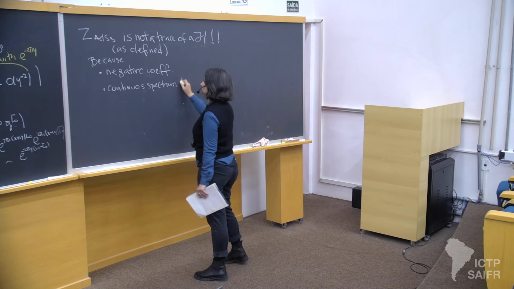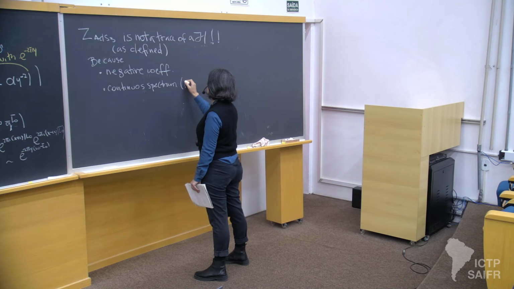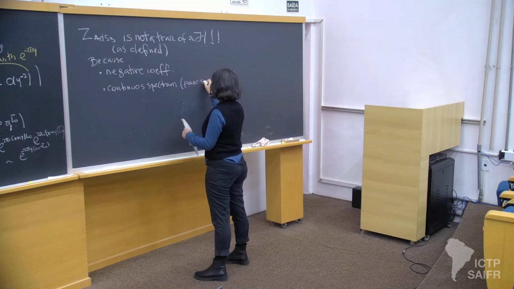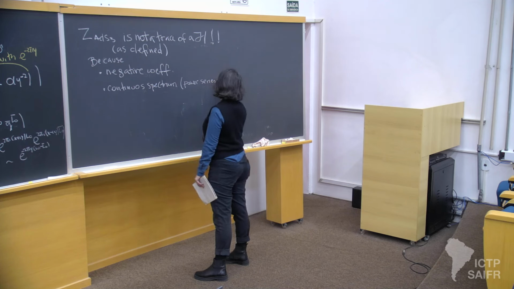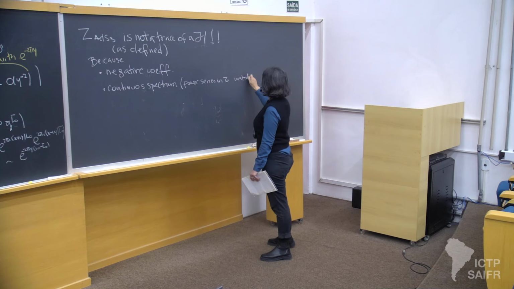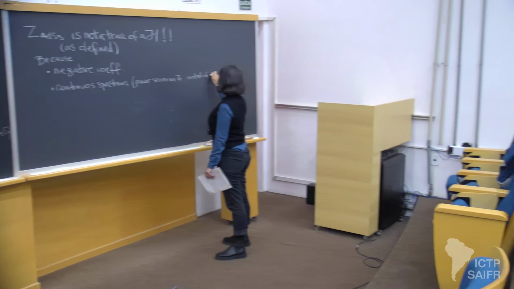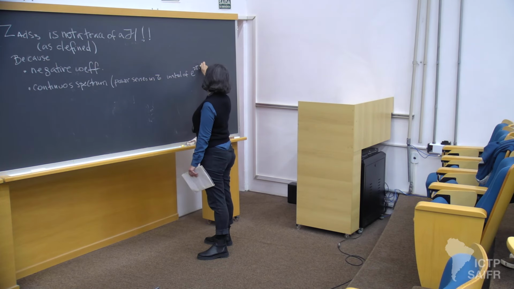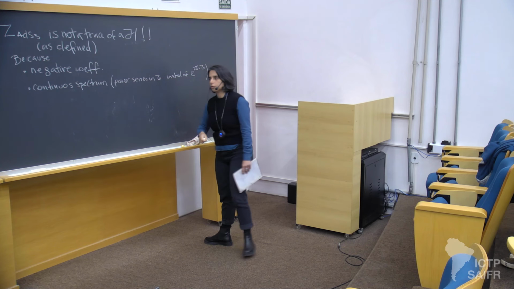People refer to this as a continuous spectrum, but basically you have a power series in tau instead of e to the 2 pi i tau.